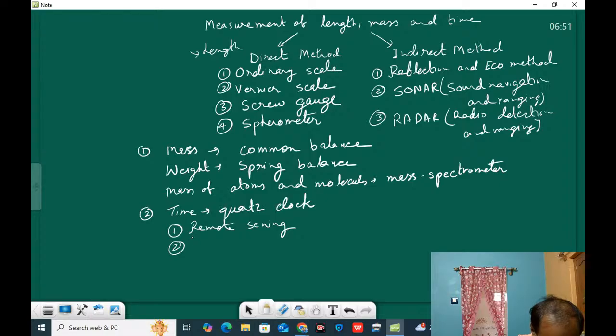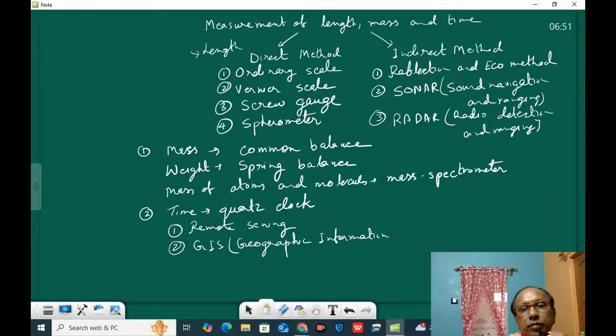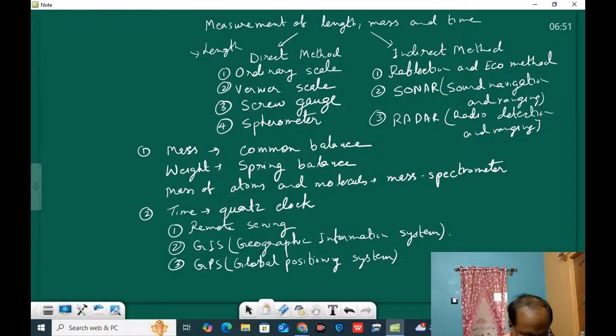Number two, we can use GIS, or geographic information system. And the third one, what we call the global positioning system, GPS. These are the various ways we can measure these things.